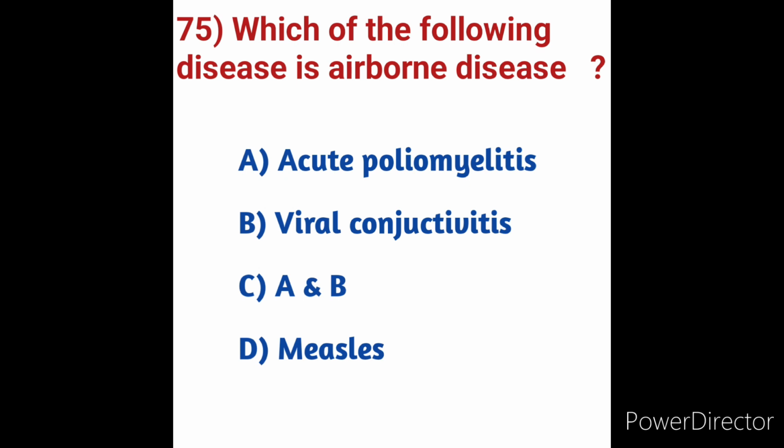Acute poliomyelitis is a disease of the anterior horn motor neurons of the spinal cord and brainstem caused by the poliovirus. Due to the loss of motor neurons and denervation of their associated skeletal muscles, acute poliomyelitis will happen. Next we will see the mode of transmission of viral conjunctivitis.